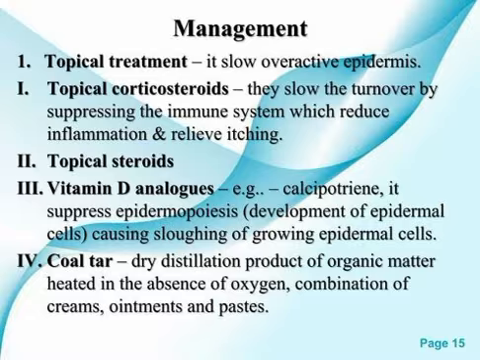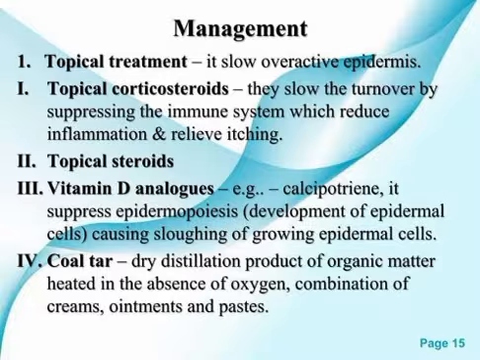Once there is inflammation, in order to relieve that inflammation, we can use topical corticosteroids. They may slow the turnover by suppressing the immune system, which reduces the inflammation and relieves itching. So the first main treatment will be the topical treatment and the topical corticosteroids.